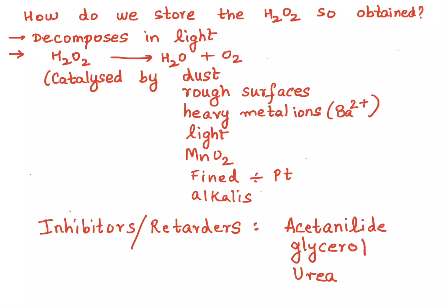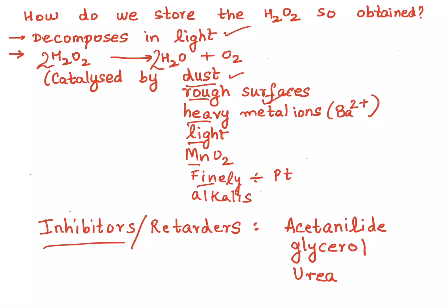We did end our last lesson at how do we store the hydrogen peroxide that we have manufactured, and we had mentioned that because it decomposes in the presence of light and its decomposition is catalyzed by a number of substances. You see, there are so many reasons which can catalyze the decomposition of hydrogen peroxide to water and oxygen, that we need to be very, very careful as to how we store it. So how do we store?